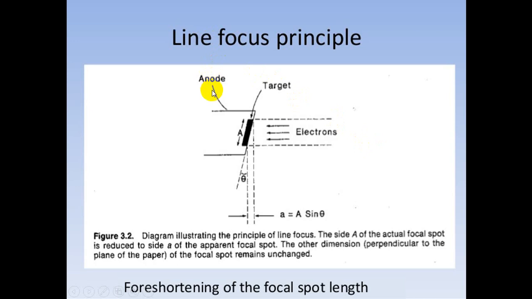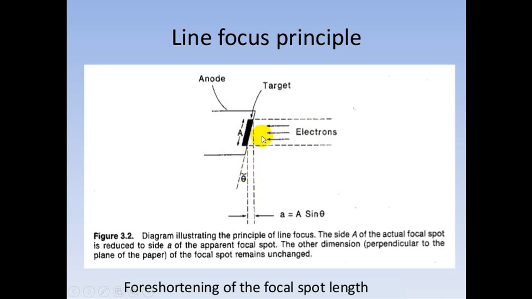Okay, dito. So this is the anode target, and this is the actual focal spot. It is where the electrons from the filament are bombarded and attracted to the focal track or the target. And this is the effective focal spot, which is smaller. So again, the line focus principle states that the actual focal spot size is bigger than the effective focal spot size.